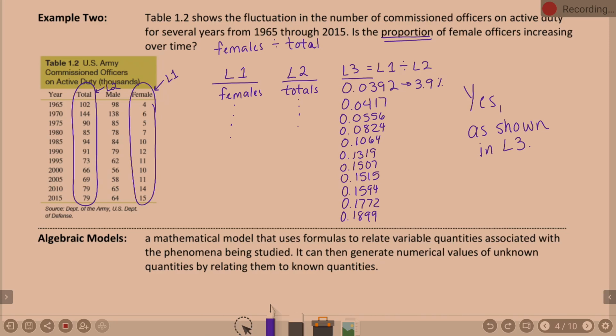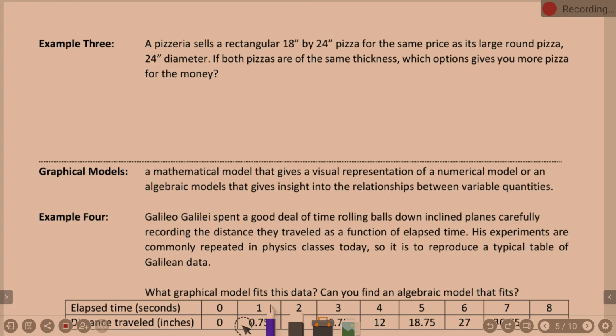Okay, so that was a numerical model. On the back, we're going to look at an algebraic model, and that's just the idea of using formulas, a mathematical model that uses formulas to relate variable quantities associated with the phenomena being studied. It can then generate numerical values of unknown quantities by relating them to known quantities. So we're going to do an example on the top back. Pretty easy example. But algebraic here.